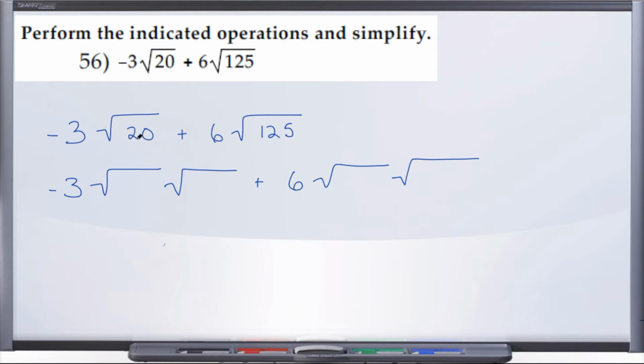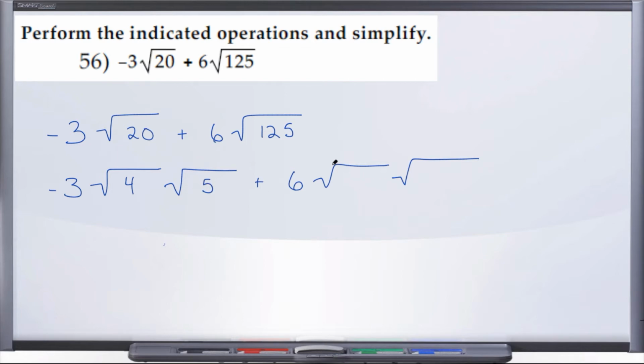So we know 20 is not a perfect square, but what's the largest perfect square that we can multiply by some other number to get 20? Well, how about 4 times 5? 4 is a perfect square, 5 is not, but 4 is the largest perfect square that we can multiply by some other number to get 20.